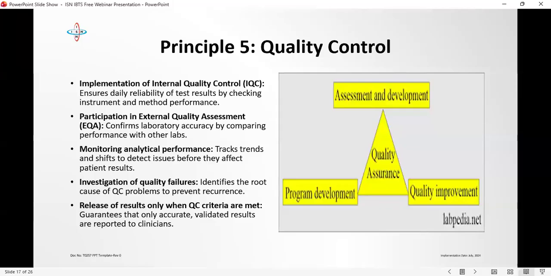Quality control. I know all of us know about quality control. We need to ensure that all the results we are producing are precise and accurate. We need to assess it. We need to implement a quality control plan. We need to participate in an external quality assessment, be it an EQA.